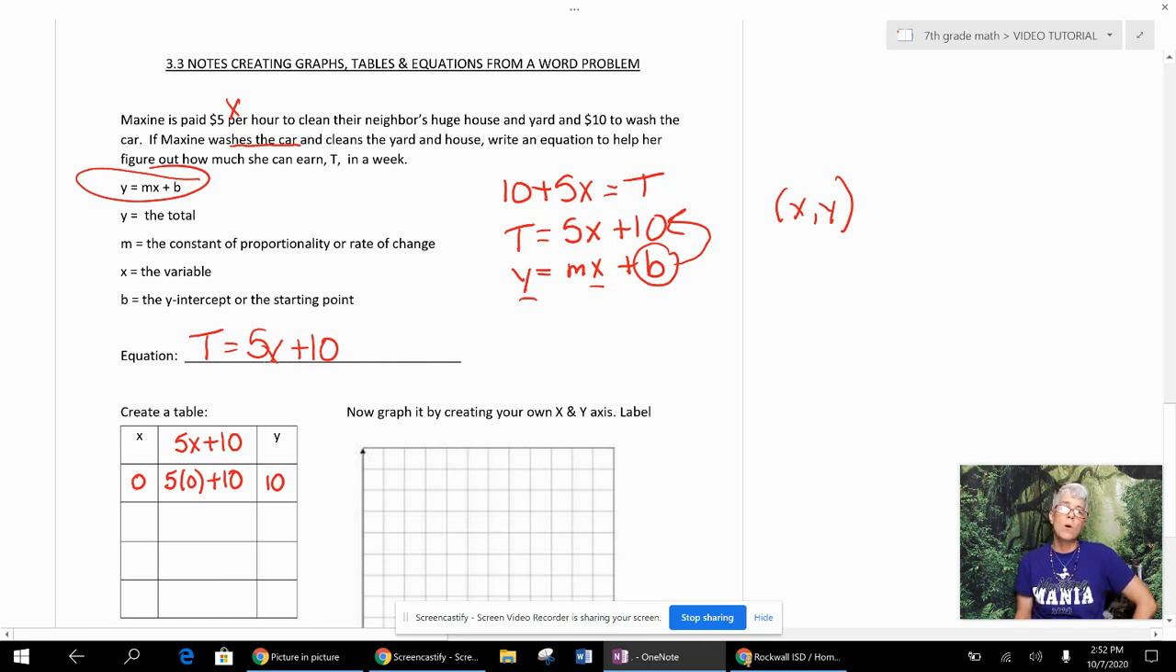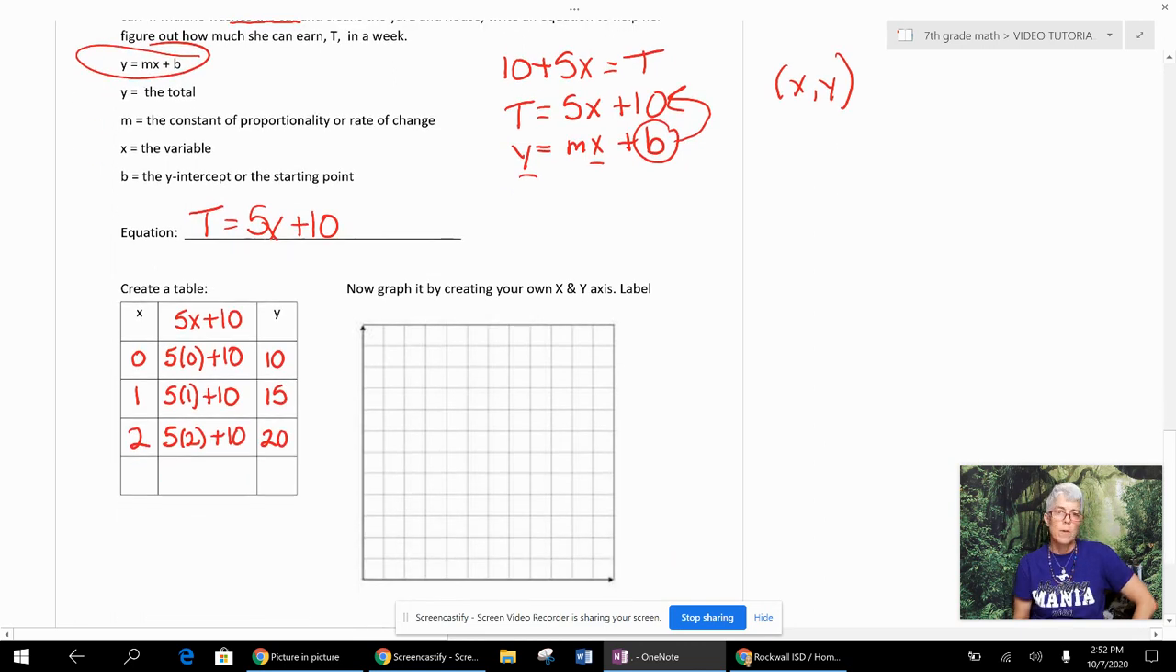Now, what if she spent an hour cleaning the house and the yard? That would mean that x is 1. So that would be $5 times the 1 hour that she'll get plus the 10 she got for the car, which is $15. But she decided she's going to work 2 hours. So she gets $5 for each of the 2 hours, and she still gets $10 for the car. So that's $20. Well, she decides she's going to work a third hour. So she's worked 3 hours, which is 5 times the 3.